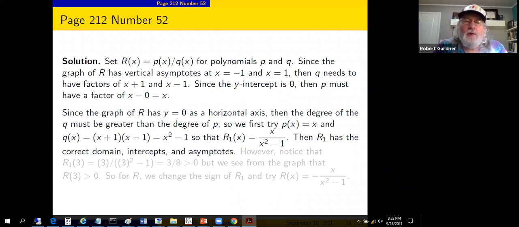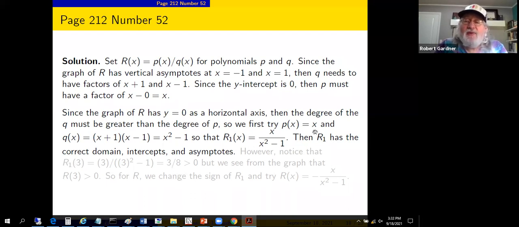The graph of R has y equals 0 as a horizontal asymptote. Little boo-boo there. It's the x-axis. The horizontal axis is a horizontal asymptote, but that should read asymptote. I will correct that little typo. When y equals 0 is a horizontal asymptote, then the degree of the numerator must be less than the degree of the denominator. Q must be of greater degree than P.